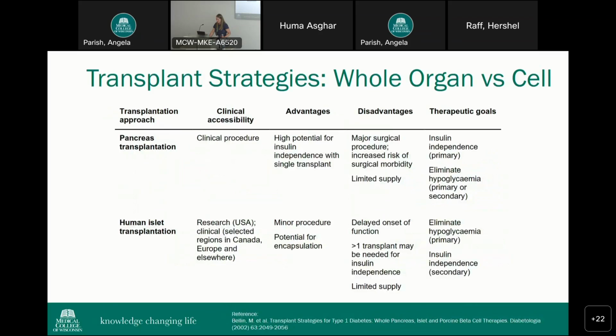So really thinking, what would be better for a patient, whole organ versus islet cell? You take into account the differences between the two. Whole organ is a clinical procedure. It's a major surgery. However, you do achieve higher percentage of insulin independence, and also it's a more immediate response, whereas an islet cell is considered a minor procedure. However, there's a delayed onset of function. And then there is more availability of potential donors. However, in the US, this is still considered clinical research.